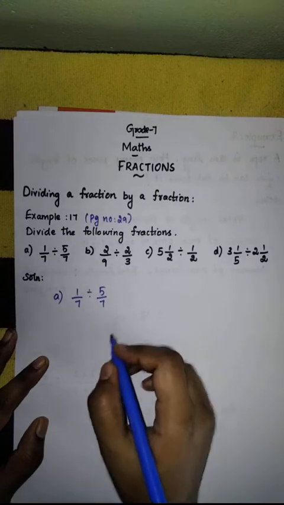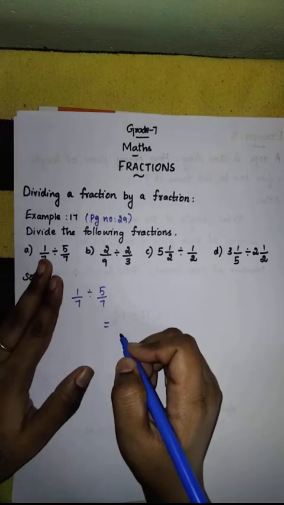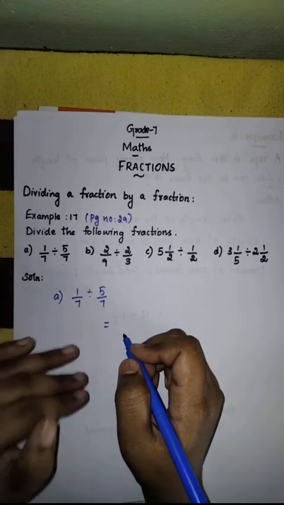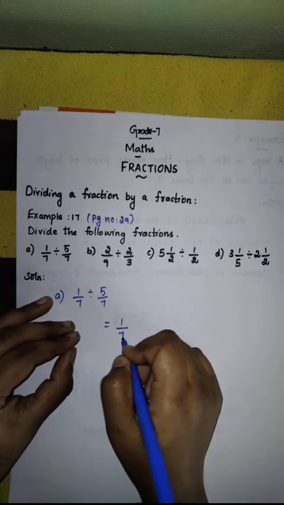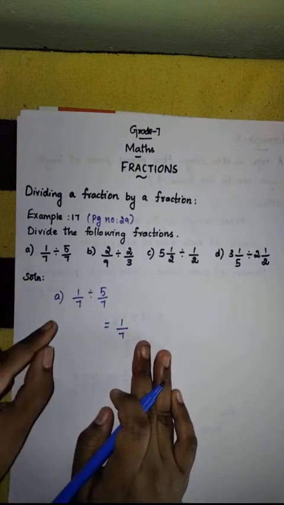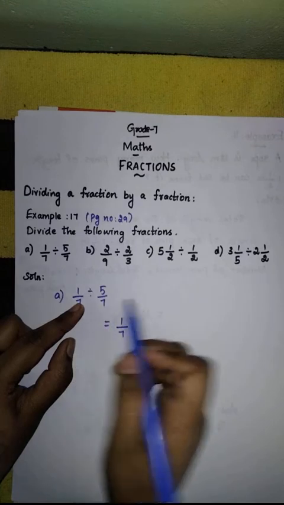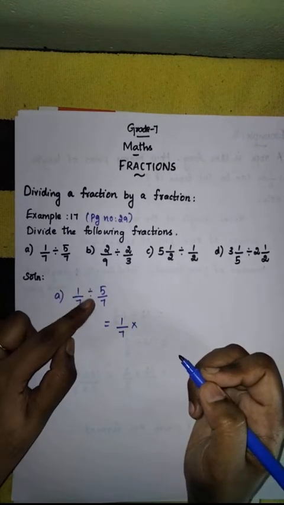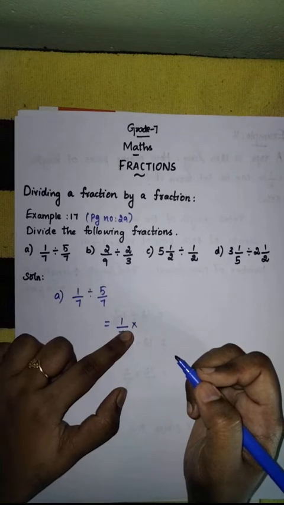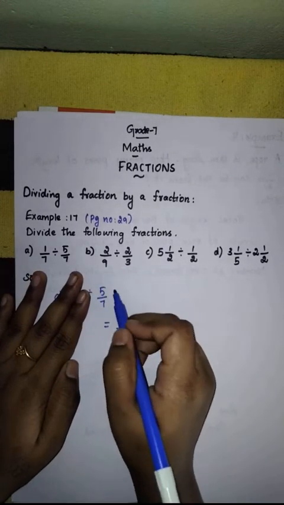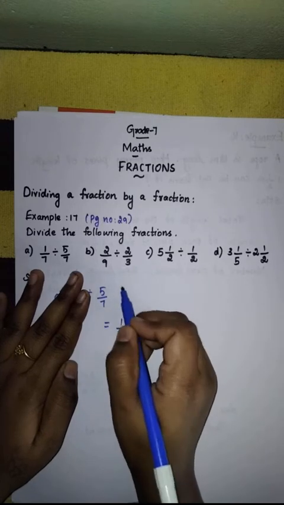Write the first fraction the same as it is. First write the first fraction 1 by 7. Don't change anything in this fraction. Then this division sign will change into a multiplication sign. Then take the reciprocal of the second fraction.